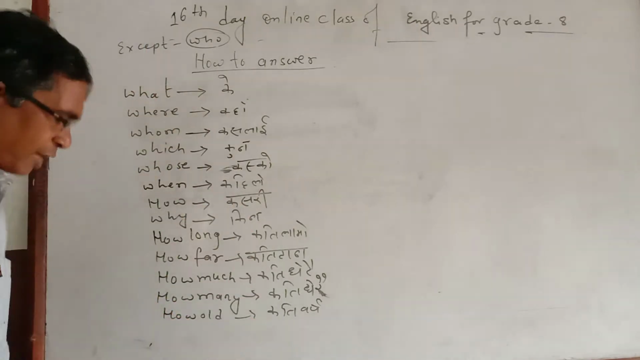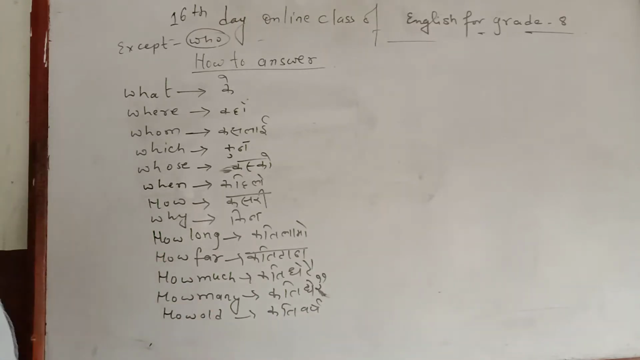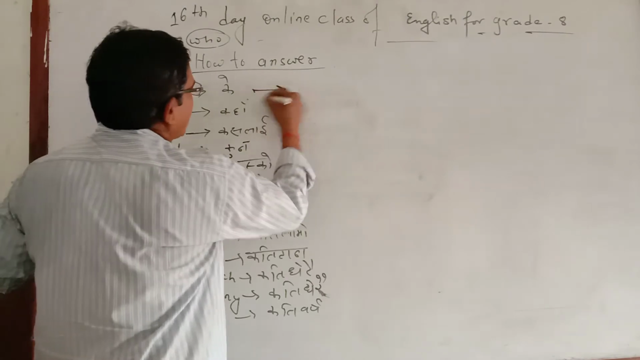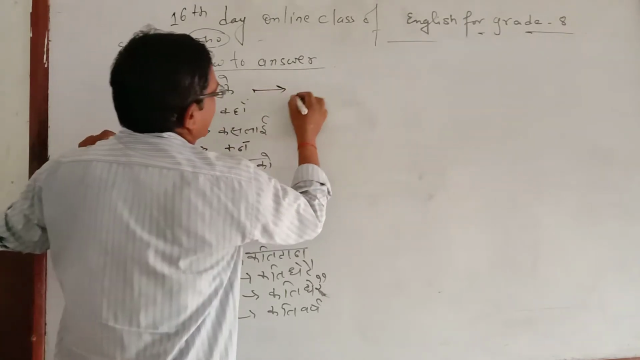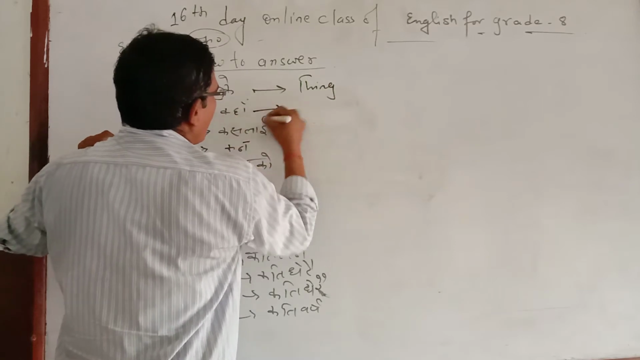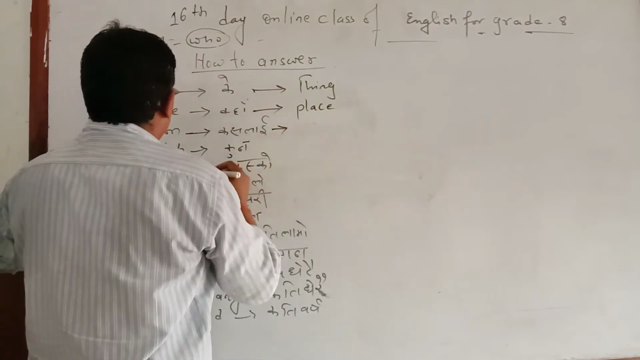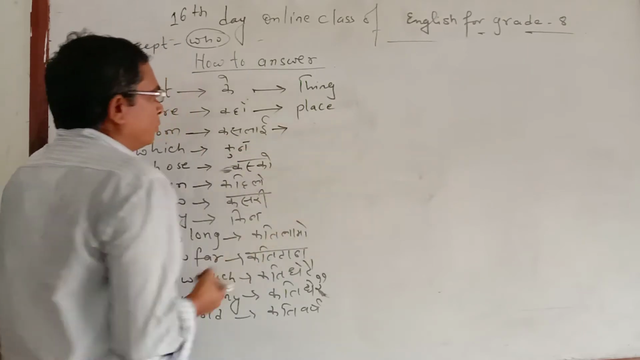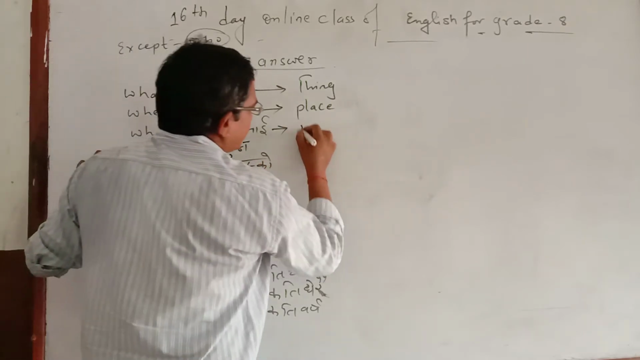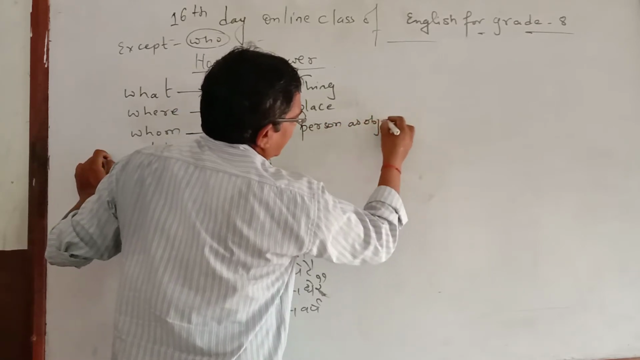And what may be the answer of this WH when it is asked with you? So any question that is asked with what, the answer will be a thing. If from where, they need the place name. Likewise, if any question is asked from whom, that means kaslai, then it needs a person as an object.